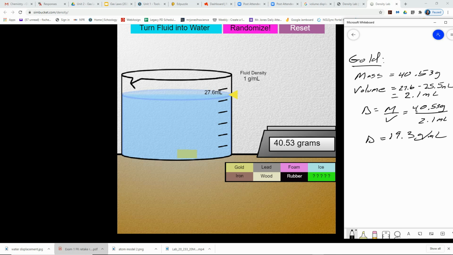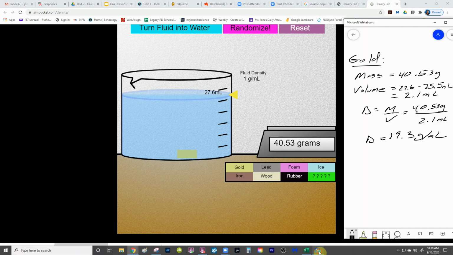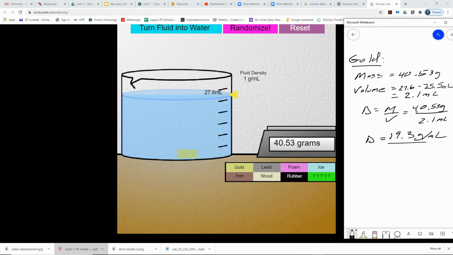Now, before you go do it, one more thing. Why did I ask you to click Turn Fluid to Water first? The reason is 1 gram per milliliter here is the density of water. And did you see that our calculated value for gold was 19.3 grams per milliliter? Well, this is more dense than water. Water is only 1 gram per mil. And do you see how gold sinks? So I want you to make a note, it sinks. And make a little note to yourself to see if that makes sense. It's more dense than water, and therefore it sinks. That makes a lot of sense.